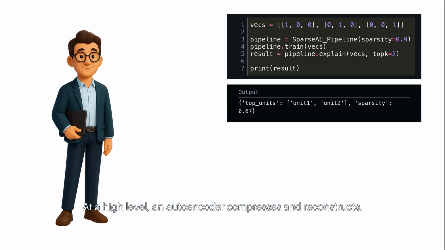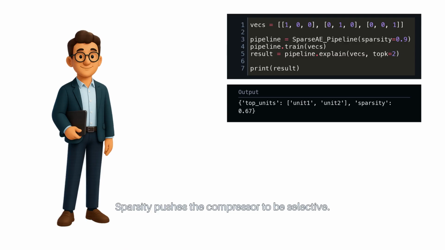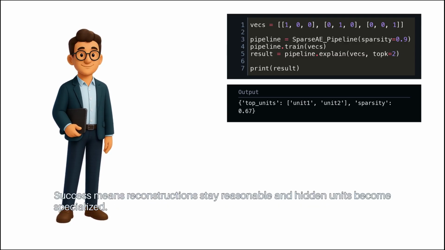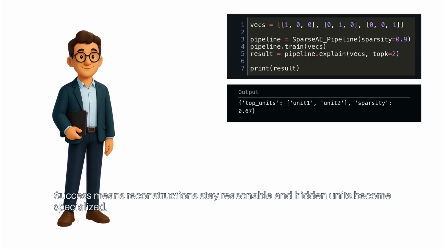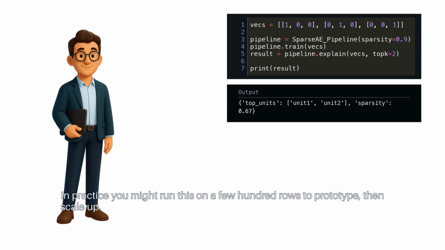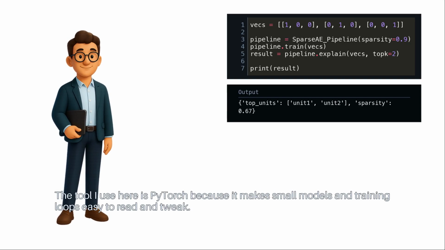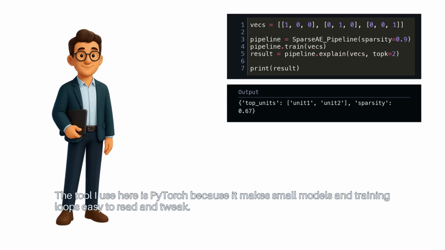At a high level, an autoencoder compresses and reconstructs. Sparsity pushes the compressor to be selective. Success means reconstructions stay reasonable, and hidden units become specialized. In practice, you might run this on a few hundred rows to prototype, then scale up. The tool I use here is PyTorch because it makes small models and training loops easy to read and tweak.